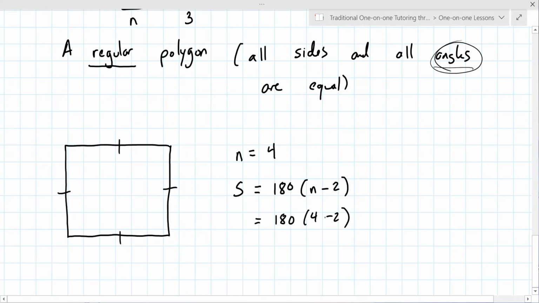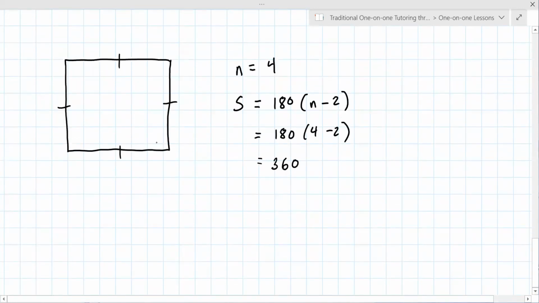4 minus 2 is 2. 180 times 2 is 360. Okay. Now to find an angle, I'm going to use the letter X for the angle.